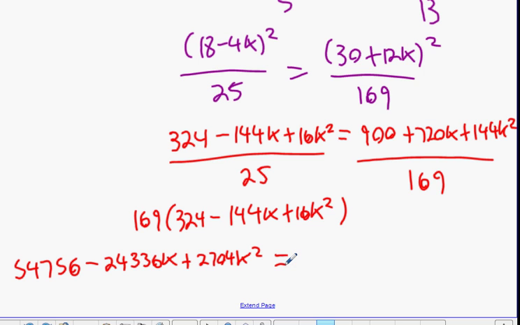Now, on the other side, 25 times 900. Rory, 25 times 720. And Higo, 25 times 144. Okay.